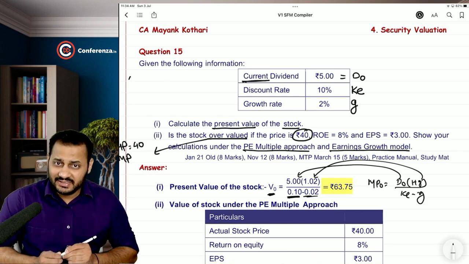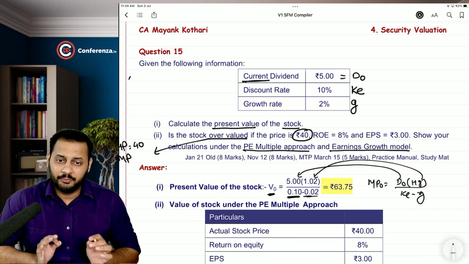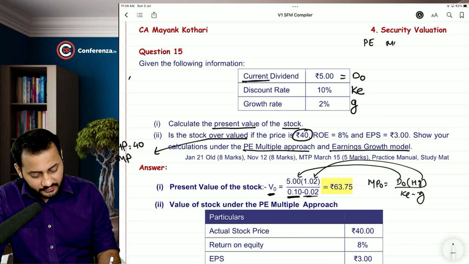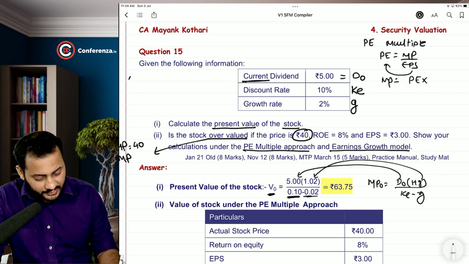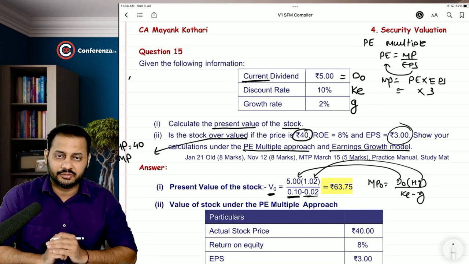Now the theories that they want you to use are the PE multiple approach. What is PE multiple approach? It's very simple, sir. The method of PE ratio. PE ratio is market price divided by EPS. So if you transfer this EPS, you can calculate theoretical market price as PE ratio multiplied by EPS. EPS is given to you as 3 rupees. PE ratio is not given to you in the question.